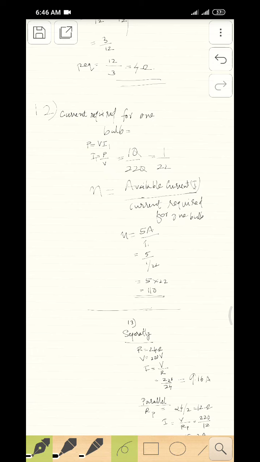So you know that the parallel connection is given. That means each light is connected in parallel to each other.